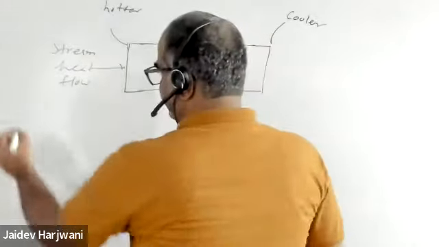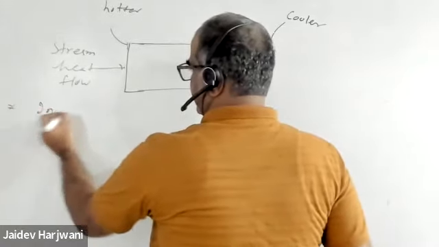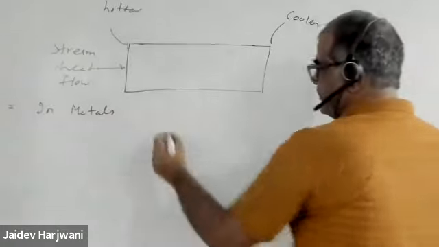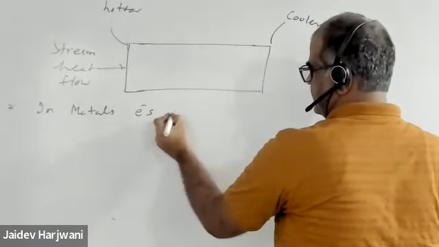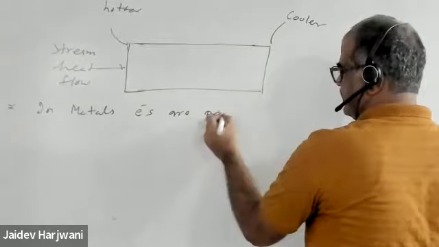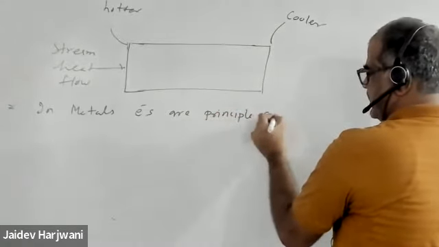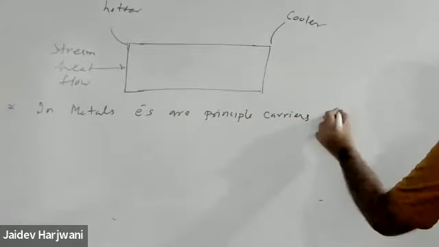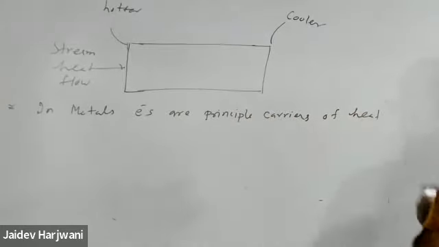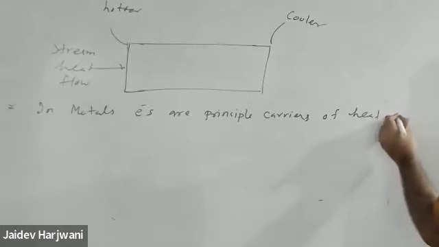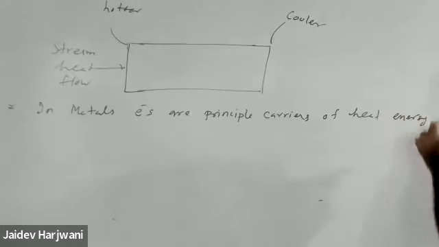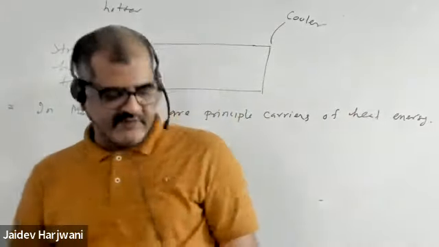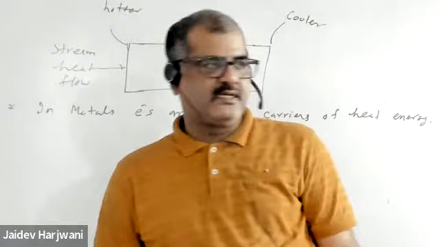This is the important point you need to remember: in metals, electrons are the principal carriers of heat energy. Principal carriers of heat energy. This is the important point. So whatever heat is there, it will be transported through the electrons.